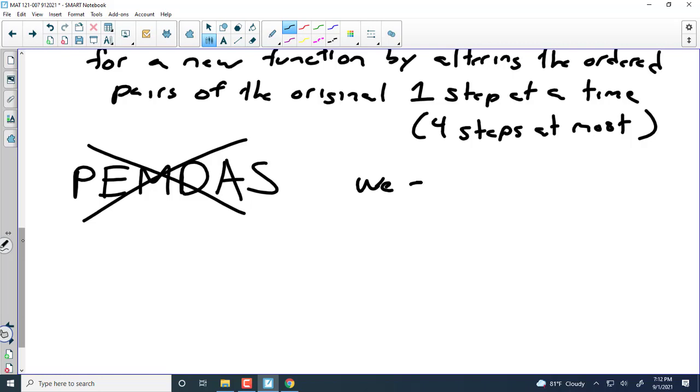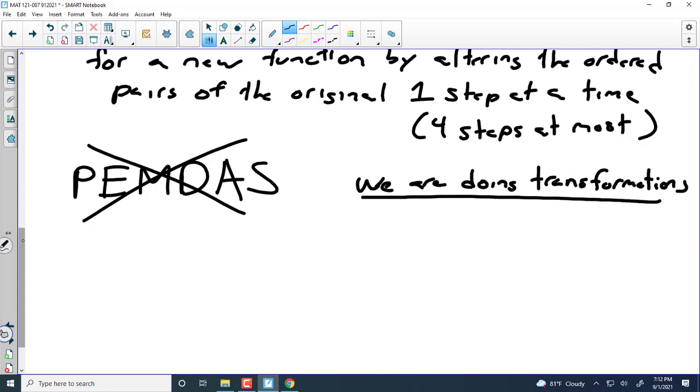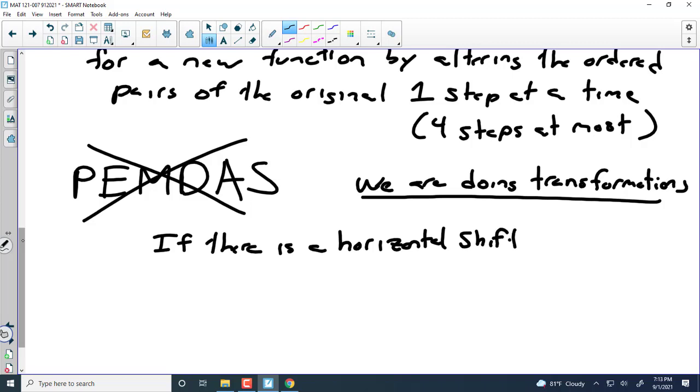We are doing transformations. And they follow an order that can be slightly counterintuitive to order of operations. But for this technique I'm teaching you to use to graph today, here's what you need to remember. If there is a horizontal shift, you do that first. If the graph is either shifting left or right, that's the first thing you do.